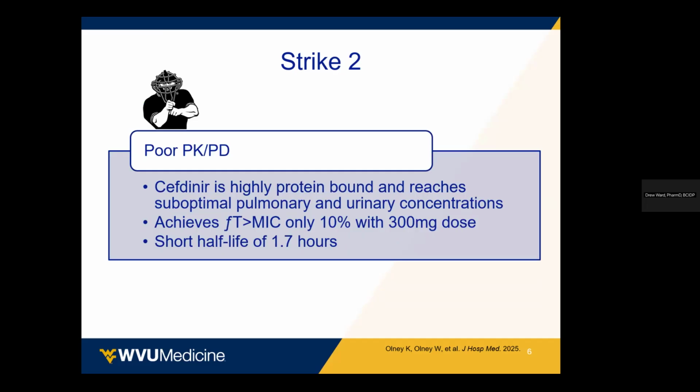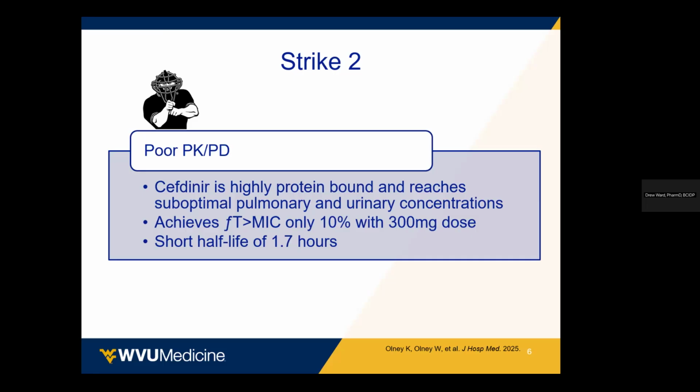Beyond its lax antimicrobial activity, it suffers from a number of poor pharmacokinetic and pharmacodynamic instances that make it even less likely to be successful in treating an infection. Notably, Cefdinir is highly protein bound and often reaches suboptimal pulmonary and urinary concentrations. This will be illustrated in a couple slides, as I've alluded to, but often these concentrations are below what we'd want to obtain if treating an infection in those particular spaces.